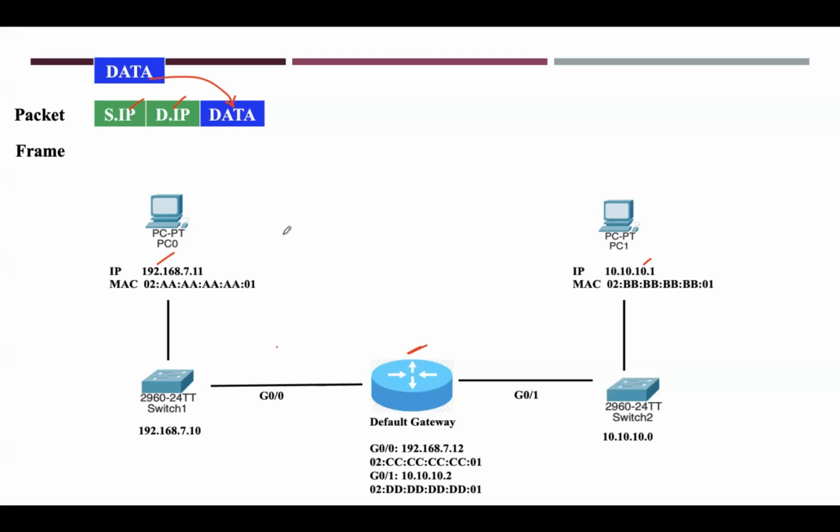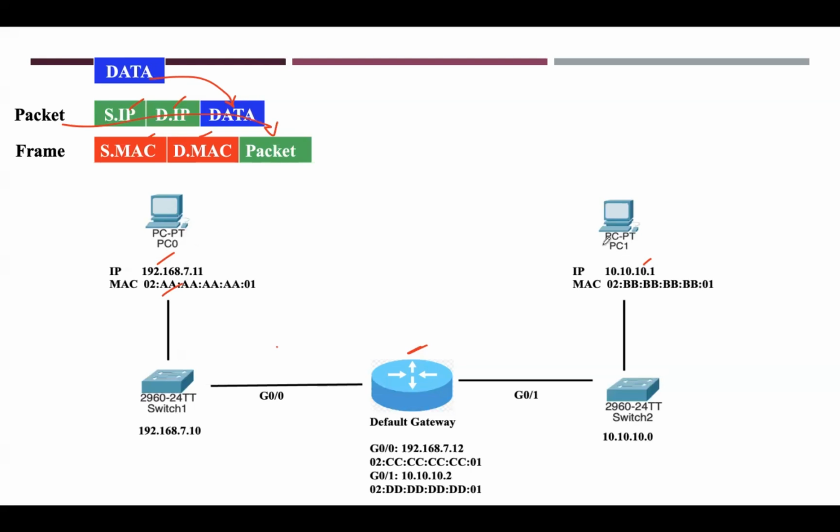Now it prepares the frame. So frame contains source MAC address, destination MAC address, and along with that it will place the packet in the frame. Now this source MAC address is nothing but the MAC address of this PC0, whereas destination MAC address. Is it possible to place the destination MAC address of PC1 directly here? No, because this PC1 is on a different network. So this PC0 cannot know PC1's MAC address.